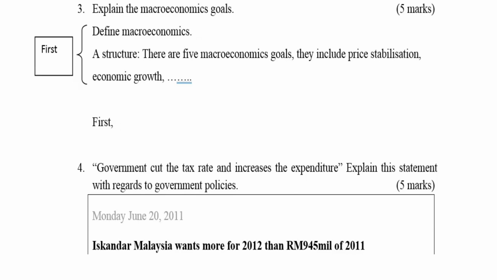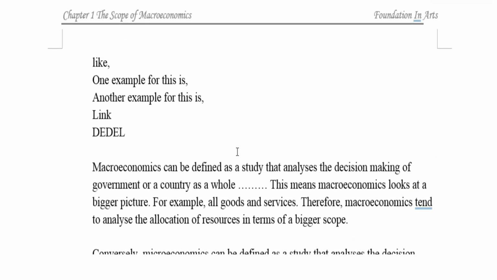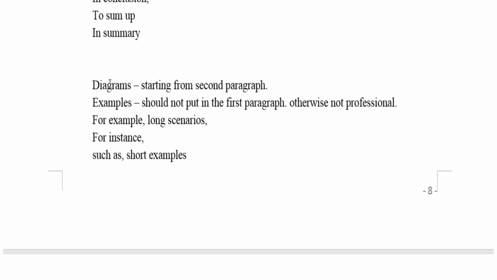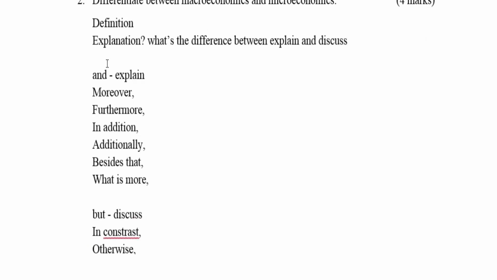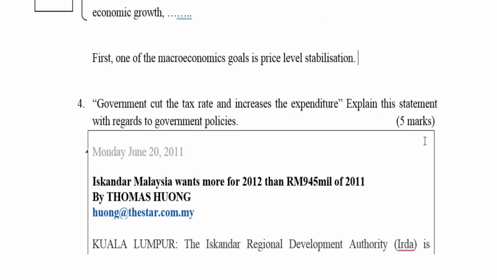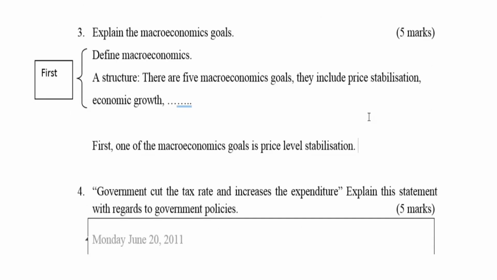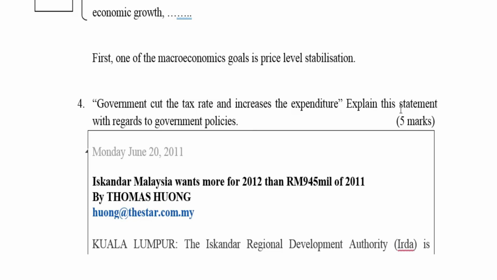So you don't only write price stabilization. You must write a complete sentence. Macroeconomic goals is price level stabilization. Going back, this is just one of your points. What we need to do next is the explanation. So the second part is explain. Like I say, you not only need to explain the definition, you also have to explain all your points.